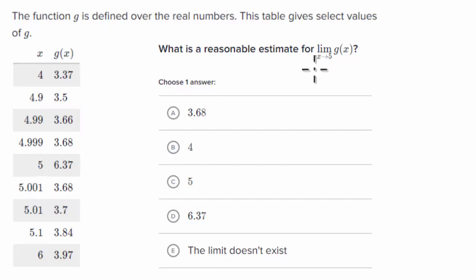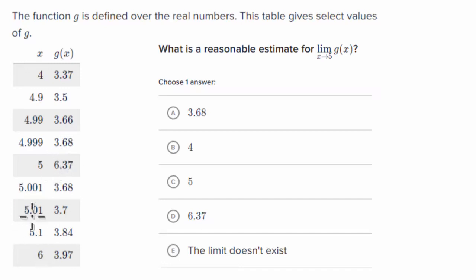All right, now let's work through this together. So let's think about what g of x seems to be approaching as x approaches 5 from values less than 5. Let's see, at 4, it's at 3.37, at 4.9, it's a little higher, it's at 3.5, at 4.99, it's at 3.66, at 4.999, so very close to 5, we're only a thousandth away, we're at 3.68. But then at 5, all of a sudden, it looks like we're jumping to 6.37. And once again, I'm making an inference here. These are just sample points of this function. We don't know exactly what the function is.